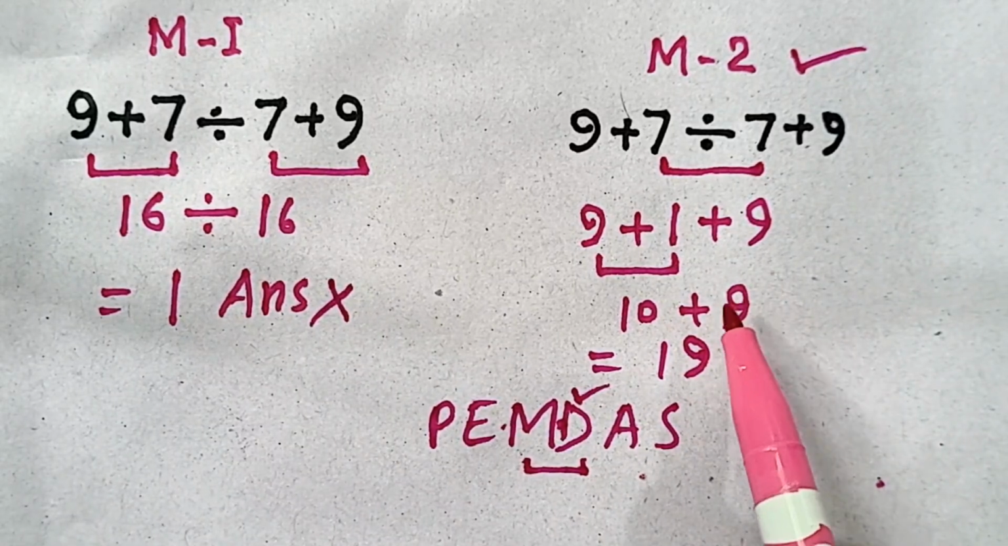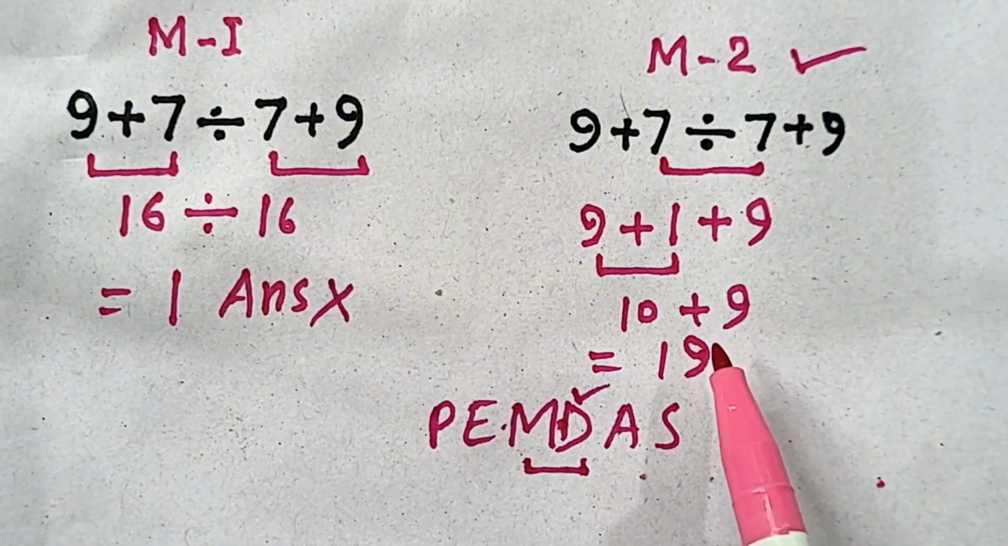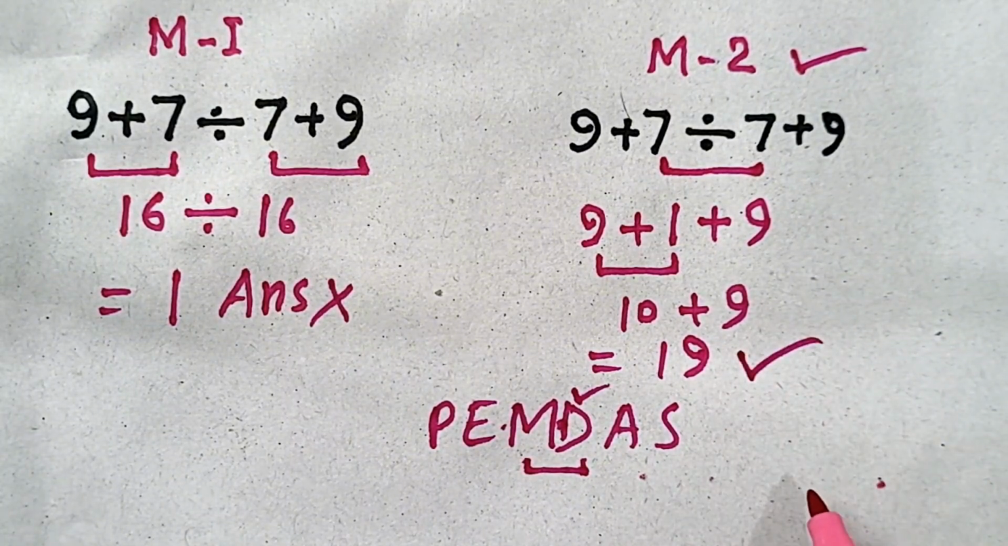And in the second method, we have solved it according to the order of operations. That's why it is correct. So 19 will be our answer.